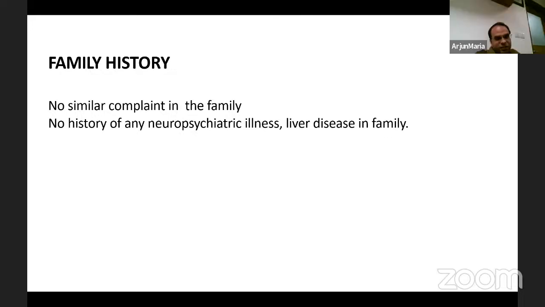So very rarely fulminant Wilson's can present with acute hepatitis, although it is not a very common presentation. Only around 10 to 20% of Wilson's disease will present with an acute hepatitis-like picture, with a child going into acute liver failure. Okay, sir. Otherwise, no similar complaint in the family. If the family has eaten some contaminated food from outside, then there would be similar episodes in family members. That could be one cause. Okay, sir.